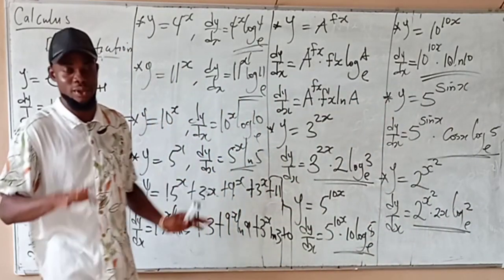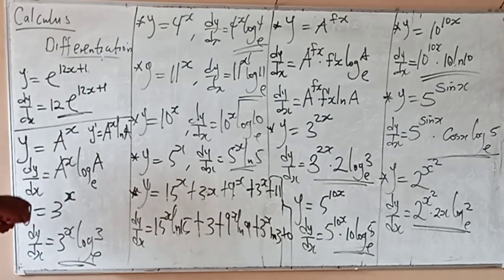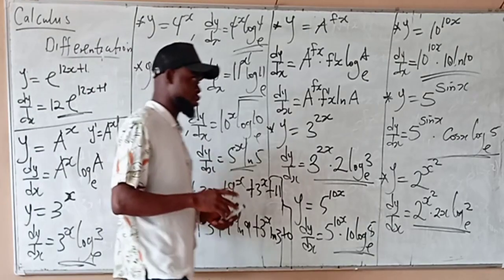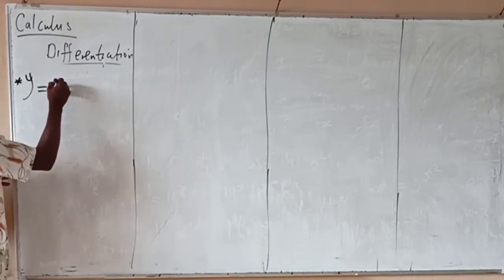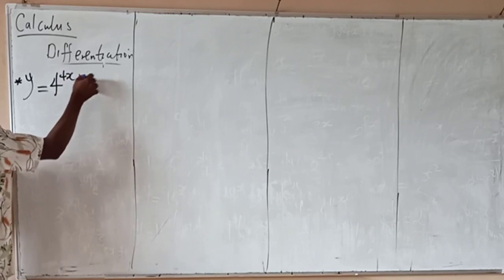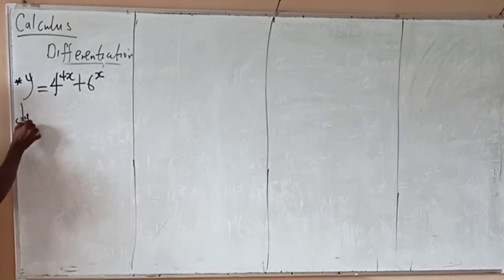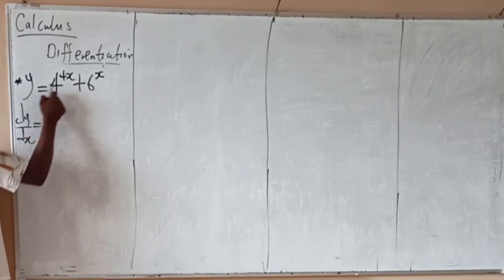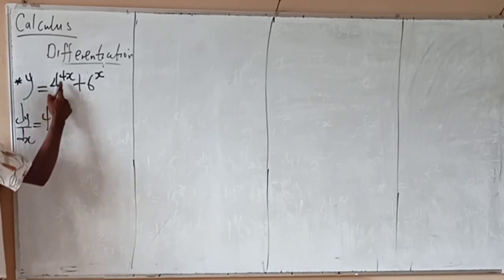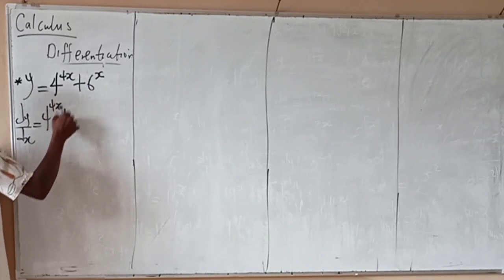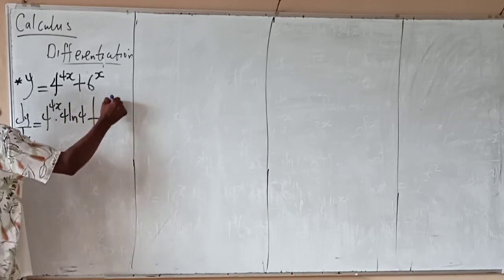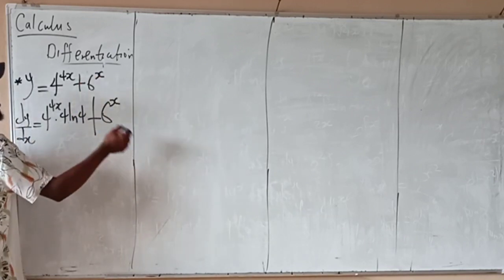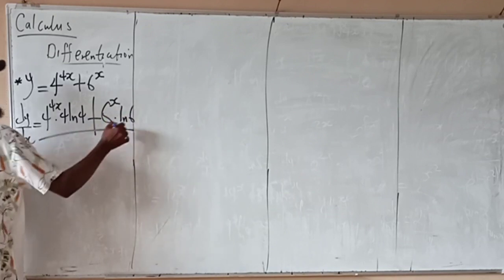So we're going to look at more questions now using shortcuts. I will solve more questions on this aspect with shortcuts. Let's say y is equal to 4 raised power 4x plus 6 raised power x. What will be dy over dx? For 4 raised power 4x times differentiate 4x, we will have 4, then ln of the base. Then plus, what about for 6 raised power x? If you differentiate x you get 1, that will not cause any problem. ln of the base, answer.